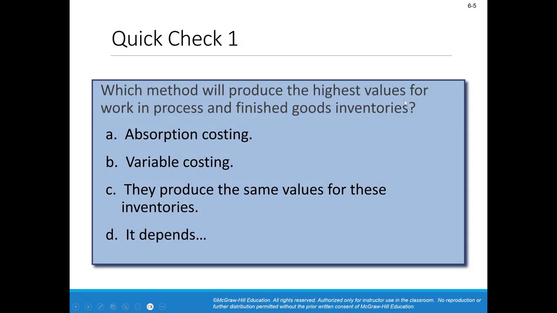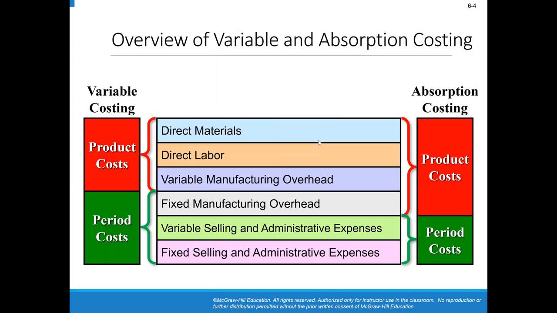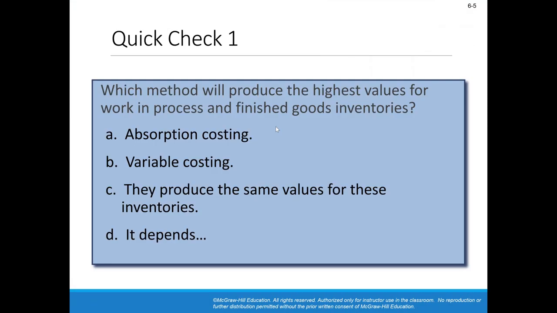Which method will produce the highest values for work in process and finished goods inventory? Okay, well, obviously, since we're adding overhead to the product cost under the absorption method, then that's going to be the answer.